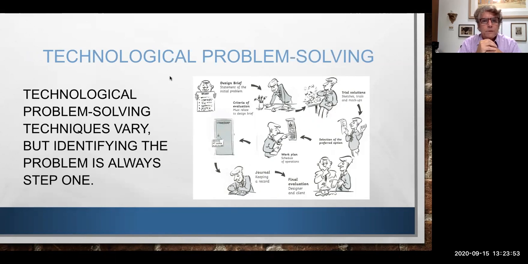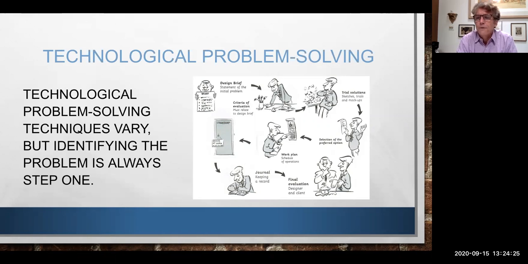Technological problem solving techniques vary, but identifying the problem is always step one. Design brief, a statement of the initial problem. You want to put the problem down on paper. Criteria for evaluation. You must relate to the design brief how you are creating the solution. Trial solutions. You make sketches. You create little experiments. You do mock-ups of how you're going to solve the problem.